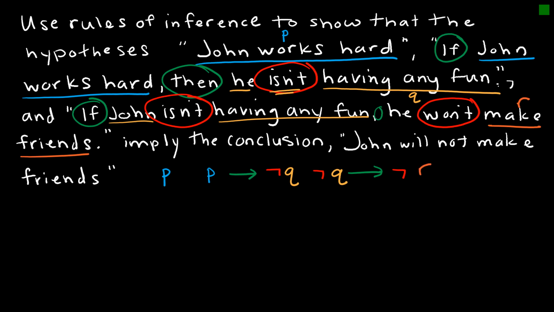So I have P, I have if P then not Q, and I have if not Q then not R. So let's go from there and see if we can imply that John will not make friends. So again, John will not make friends would be not R, which needs to be our final conclusion. So how do I start this?